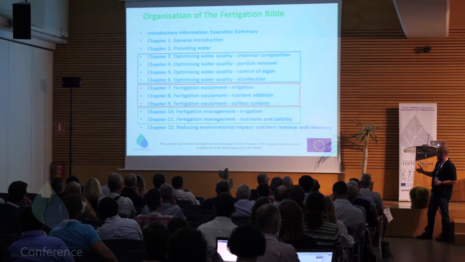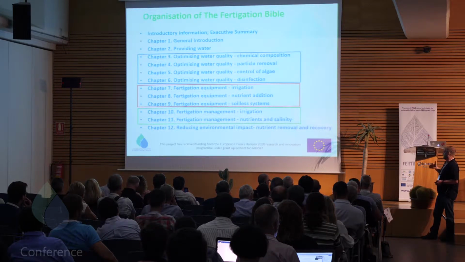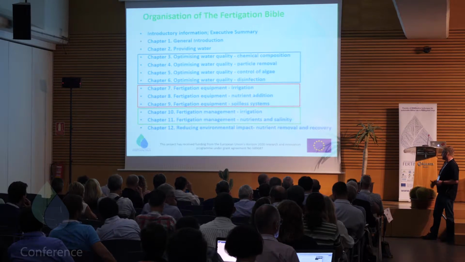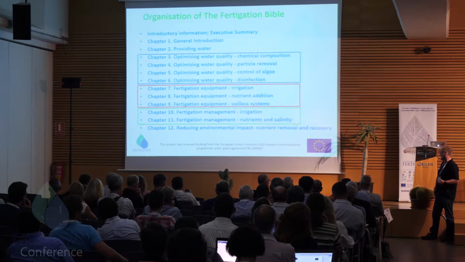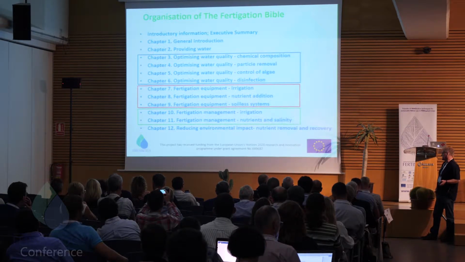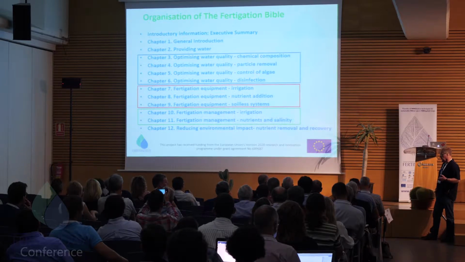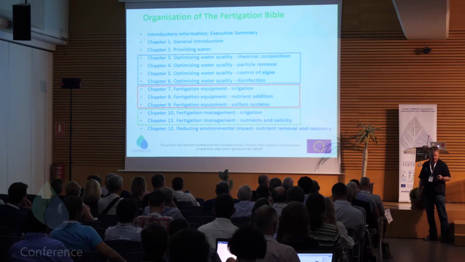There's the provision of water, and then we have 3 that deal with optimizing water quality: chemical composition, particle removal, control of algae, disinfection. Then in red, we have 3 that deal with fertigation equipment: irrigation, nutrient addition, soil systems. In green, we can see the green rectangle, the 2 chapters dealing with fertigation management: irrigation and nutrients and salinity, and finally, reducing environmental impact.